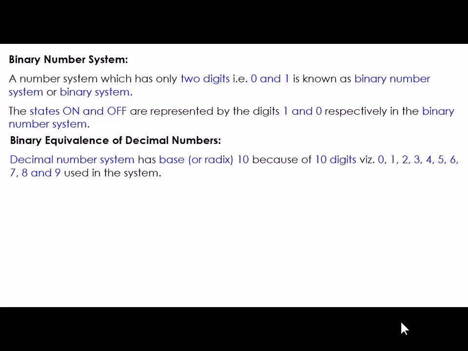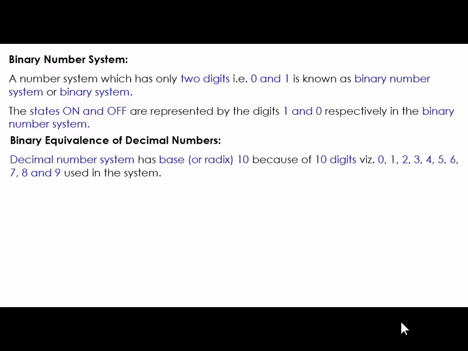Now if we want our computer to understand a number from the decimal number system, then we must convert this decimal number into a binary number, and after that we can give that information to the computer so that it can understand.